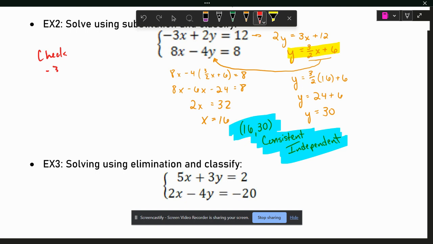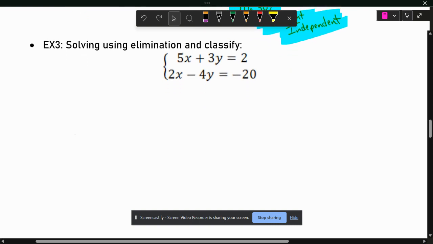But if I go negative 3 times 16 plus 2 times 30 equals 12, you end up with negative 48 plus 60, which does give you 12, so that works. And then 8 times 16 minus 4 times 30 equals 8. So this is negative 120, and this is, I believe, 128. So that does check out. So they both work in that equation, therefore, that is our solution. You can do the same whenever you solve using elimination.